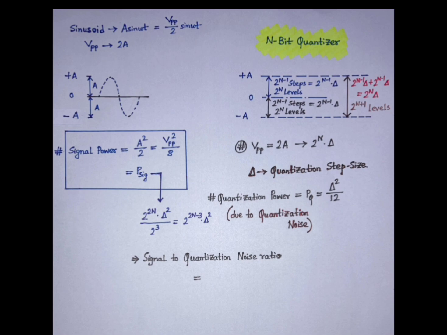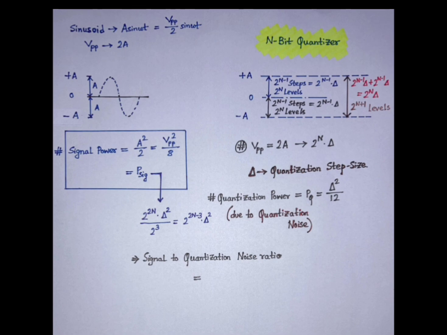Now after sample and hold, if we are quantizing the samples with an n-bit quantizer, then from 0 to plus A, we will have 2 to the power n minus 1 steps. Or we can say that within this dynamic range, or this peak to peak value, we have to make a finite number of levels.